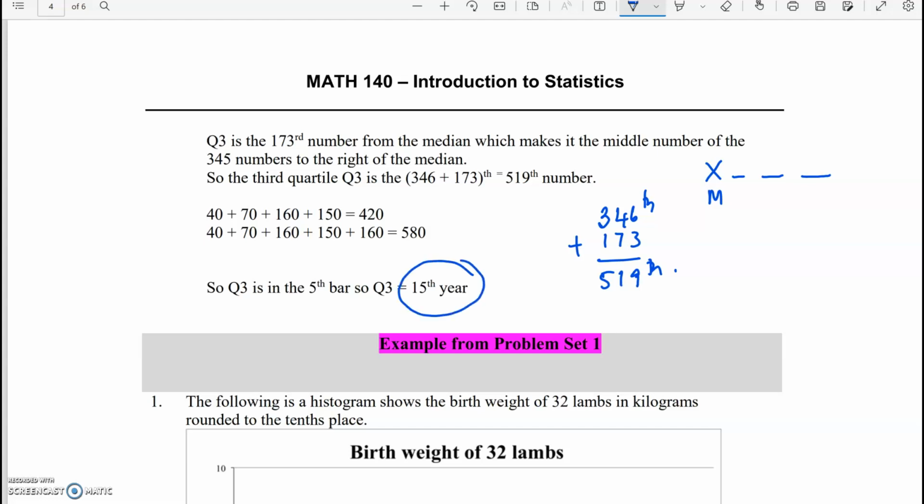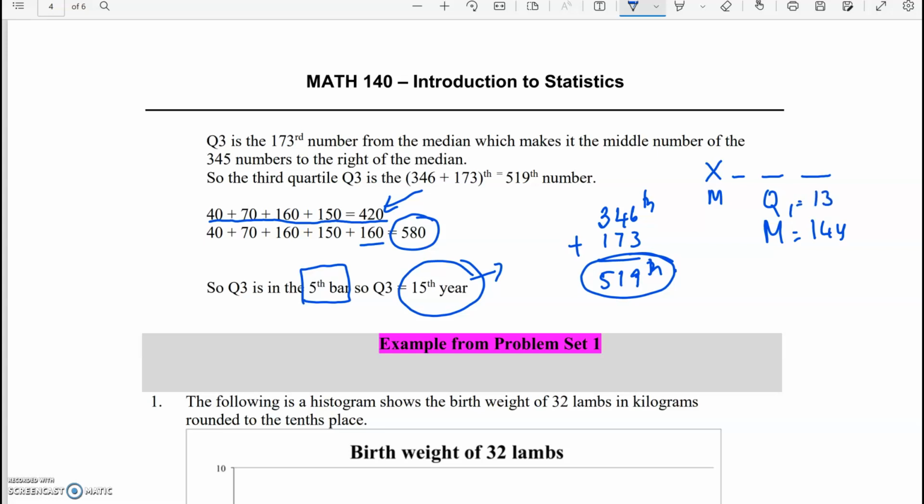We count exactly the way we did before. So when we count the numbers in the first 4 bars, it is 420. And then when we add 160 to it, it becomes 580, which exceeds 519. So the 519th number sits in the 5th bar, and it is 15 years. So median is 14 years, Q1 is 13 years, and then Q3, which is the upper quartile, is 15 years.